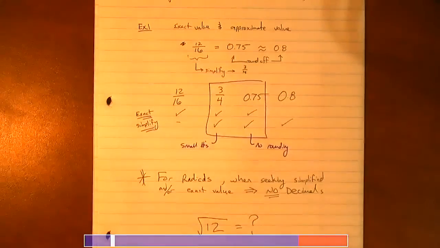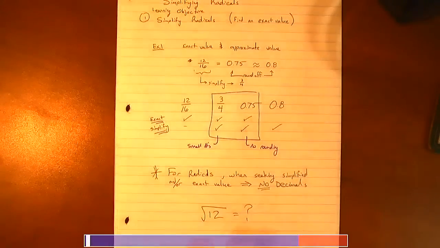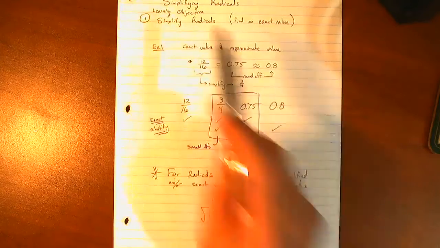So this is the theory, this is the background. This is just being able to interpret the instructions that you'll be given. In the next video, we'll actually do some examples of how you simplify radicals.